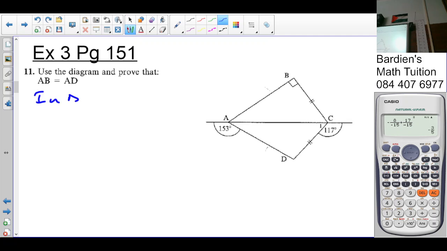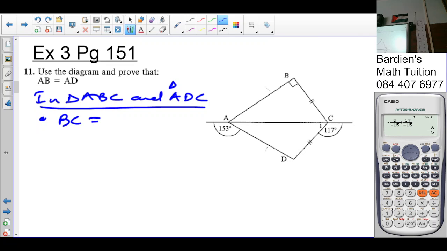In triangle ABC and triangle, let's go in the right order here, ABC will correspond to ADC. What can I say about the two triangles? First things first, BC is equal to CD. Why? Angle B equals 90. Give me a chance to make a mistake. What else? Yes, well done. AC is a common side. One more.